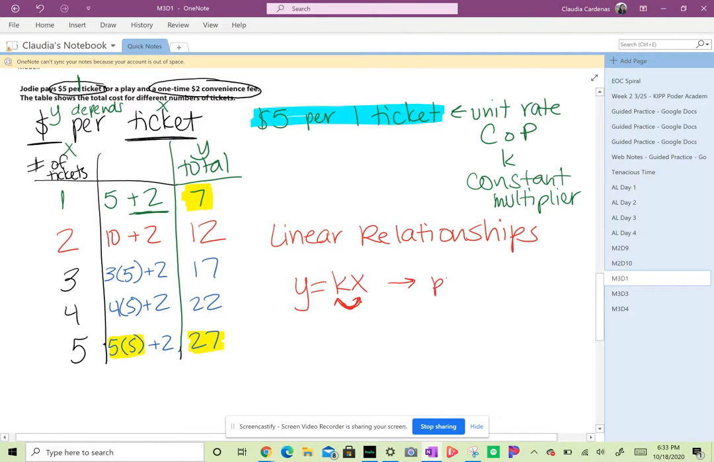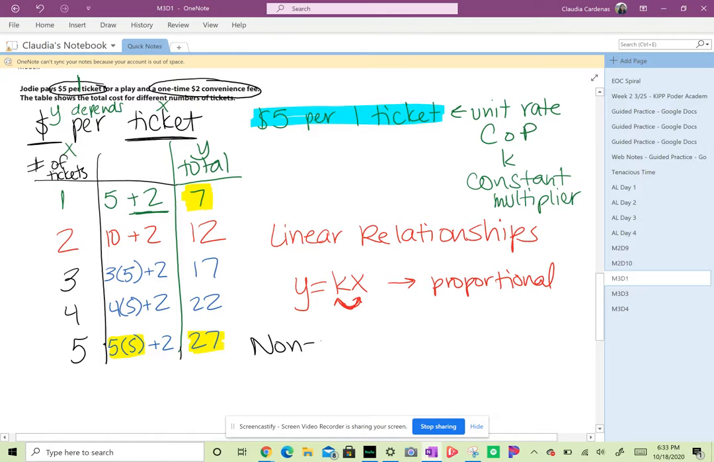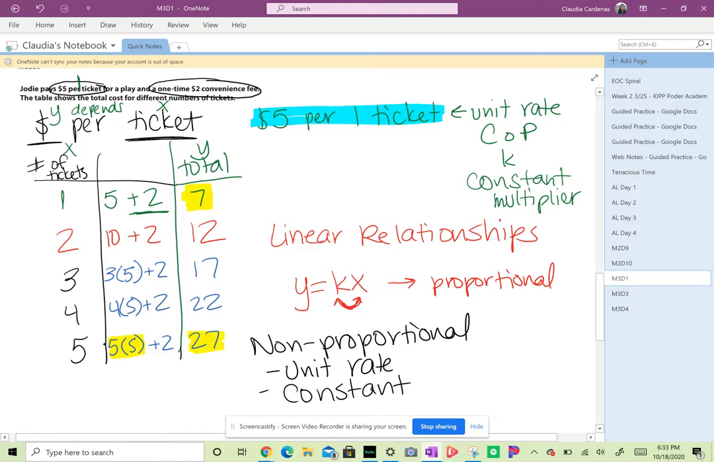So this is a proportional relationship. But a non-proportional relationship, let's use a different color, has a unit rate. And a constant. This extra step that we need to do, oops, I'm misspelling it, at the end. Okay, so a constant is what is being added or taken away once, right? It never repeats, unlike the constant multiplier that changes at a constant rate, right? The $2 fee wasn't for every single ticket. It was at the end, once we found the cost of the tickets, we then just added it to our total.